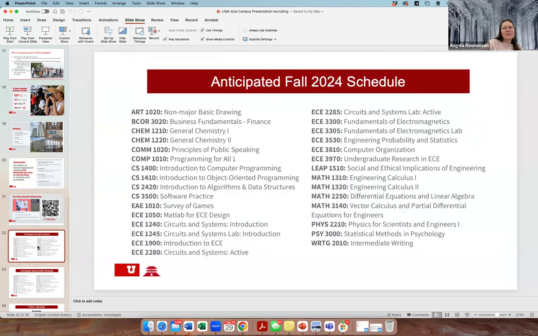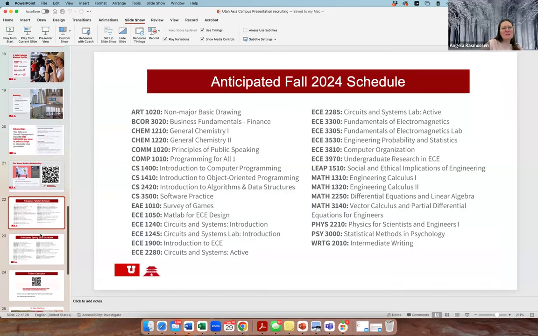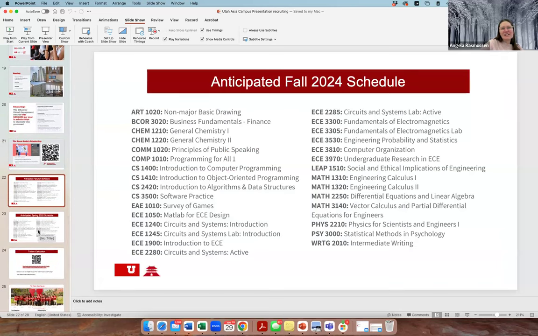We have some classes. This slide didn't get updated from what I tried to do yesterday, but it's pretty close. But these are the anticipated classes. I think it was only 3305. 3530 is not going to be taught there this fall, but 2280. Classes you're already planning to take this fall, because now's the time to start planning for that. Why not take them in Korea?